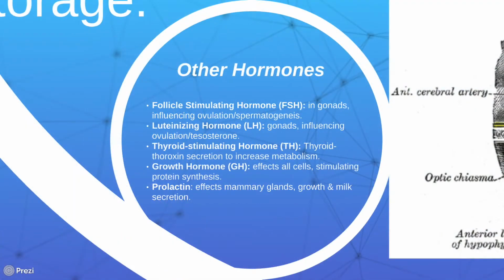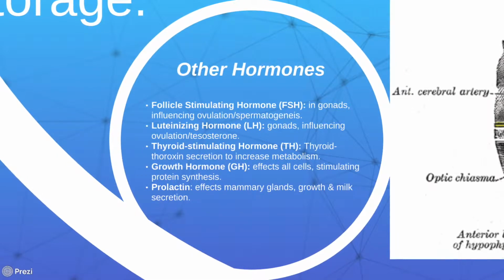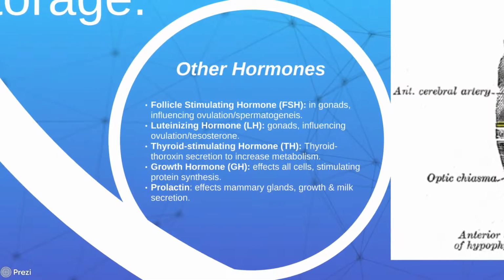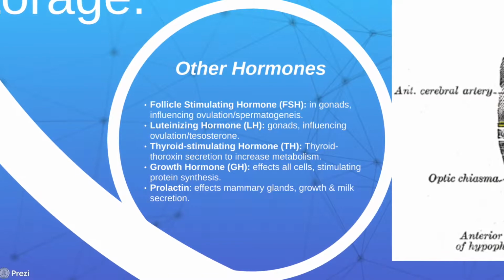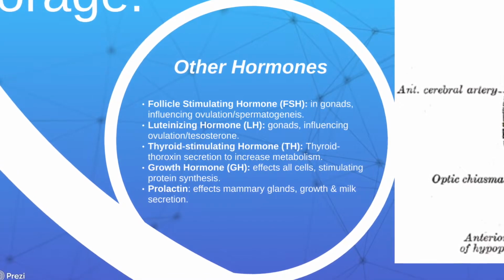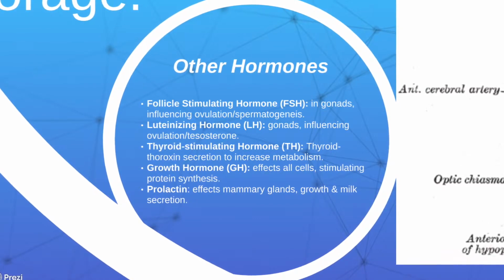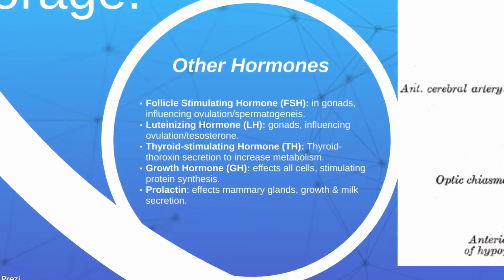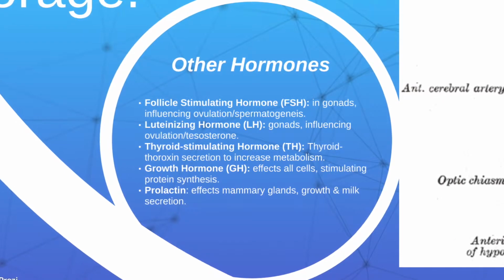Other hormones of considerable note include the follicle stimulating hormone, or FSH, which acts on the gonads, and these influence ovulation and spermatogenesis, gonads being the sex organs. Luteinizing hormone, or LH, also acts on the gonads and influences ovulation, or testosterone.